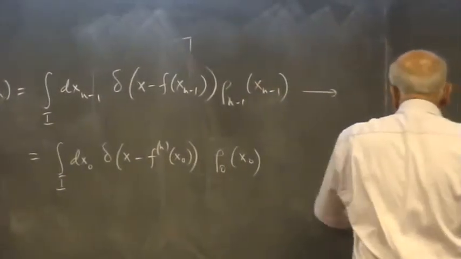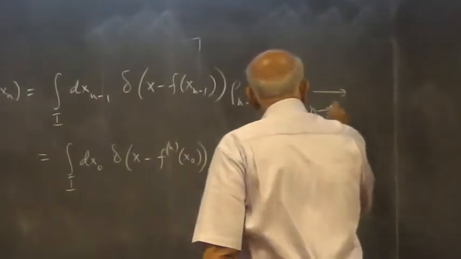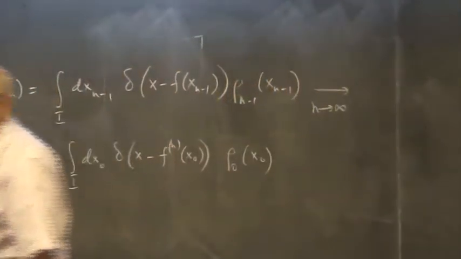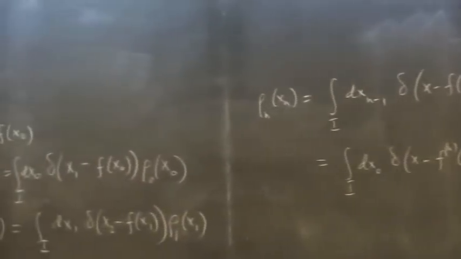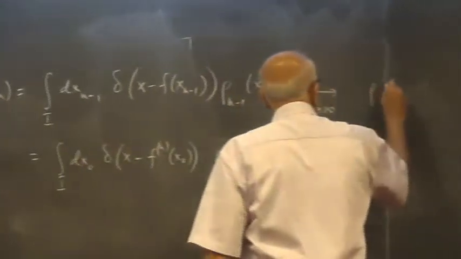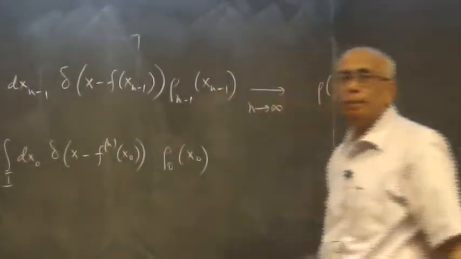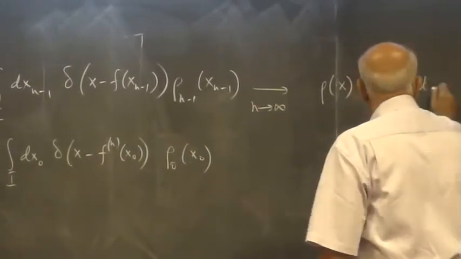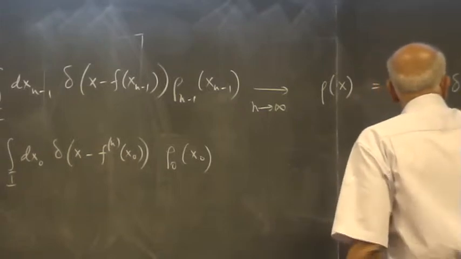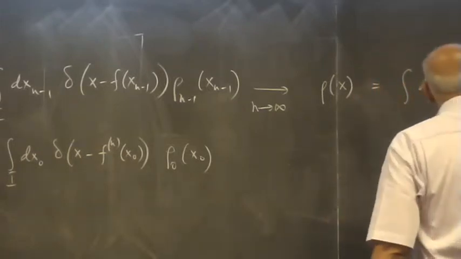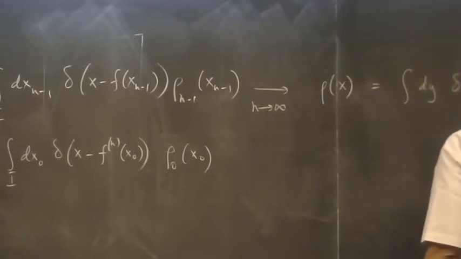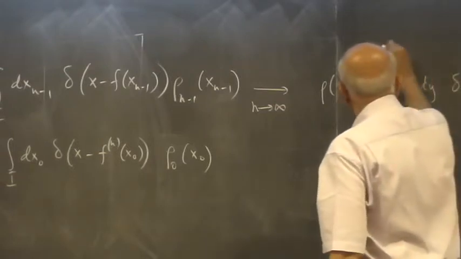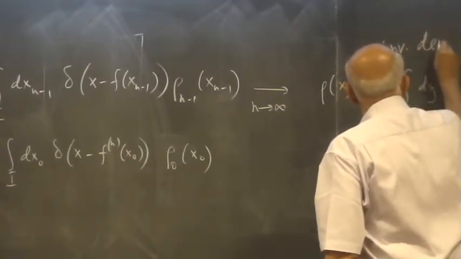And you have to now make sure the limits exist, etc. If the limits exist, that requires certain conditions on these delta functions, etc. If the limit exists, then it's clear that the limiting density, let's call it just rho of x, must be equal to an integral. Let's distinguish this by giving another name here, delta of x minus f of y, rho of y. And this thing here is the so-called invariant density, because now it doesn't change under time evolution.